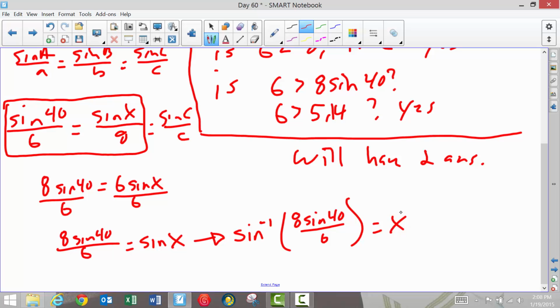Oh, I got an error on my calculator because I did not enter it correctly. So again, I have to do it over again. Sine inverse, and I have 8 sine 40 over 6. And I get 58.98. Always round degrees to the nearest whole number, so x will equal 59 degrees. So that's my first answer.